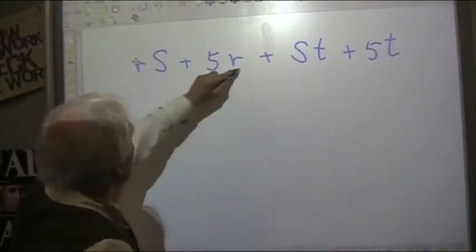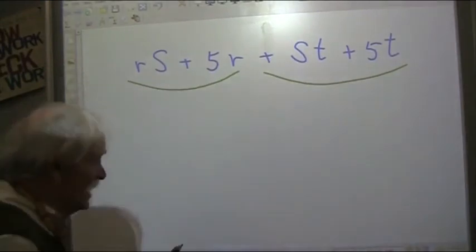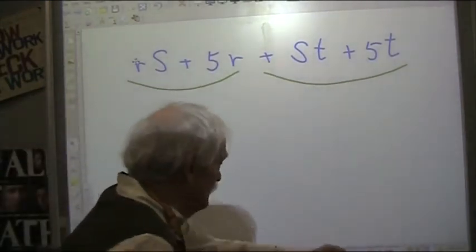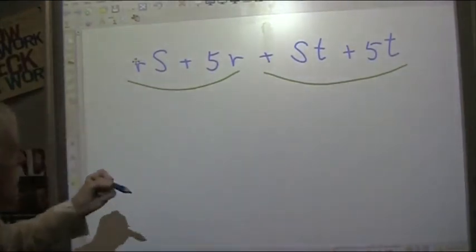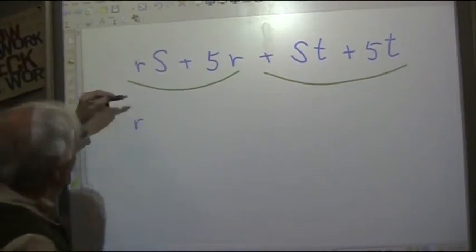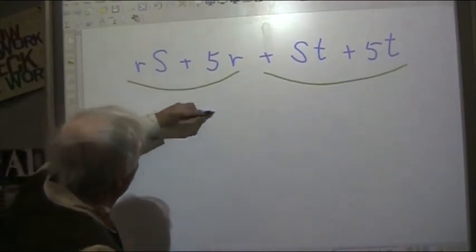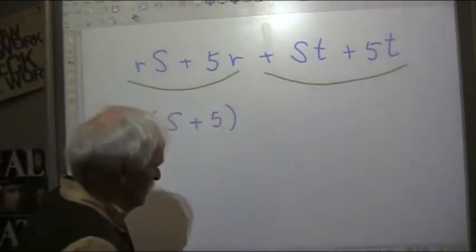Okay, so you split 2 by 2, right? Ladies, what was the GCF of the first pair? R. Okay, so you had r, and what was the residue? s plus 5. Good.